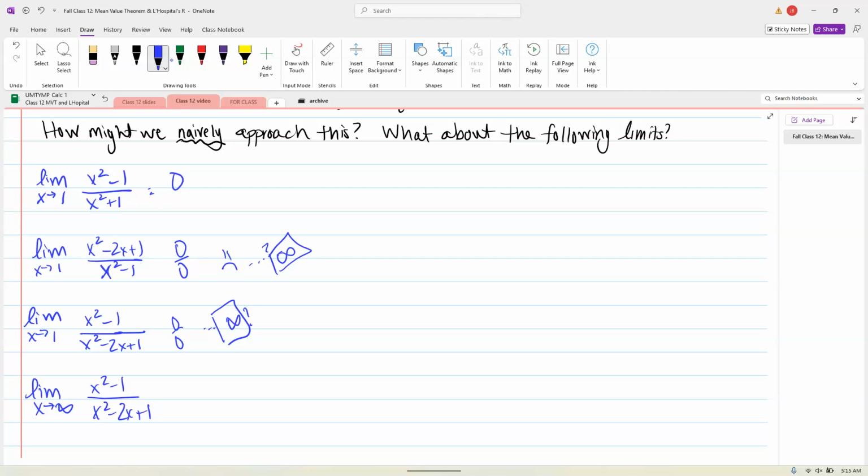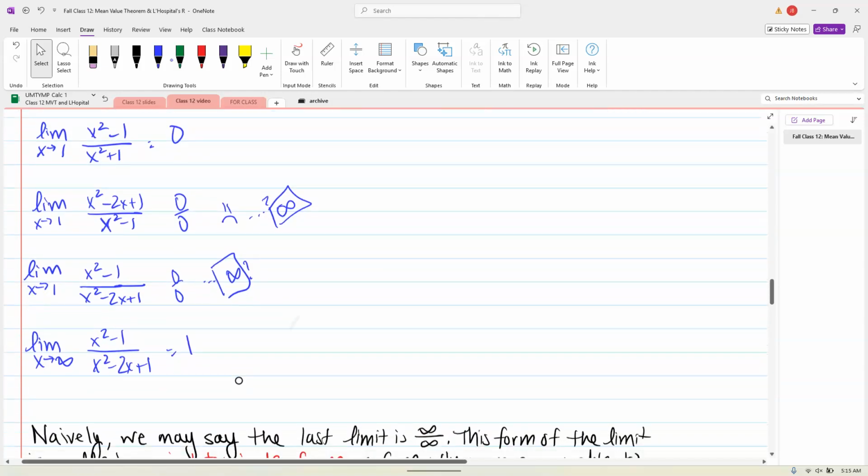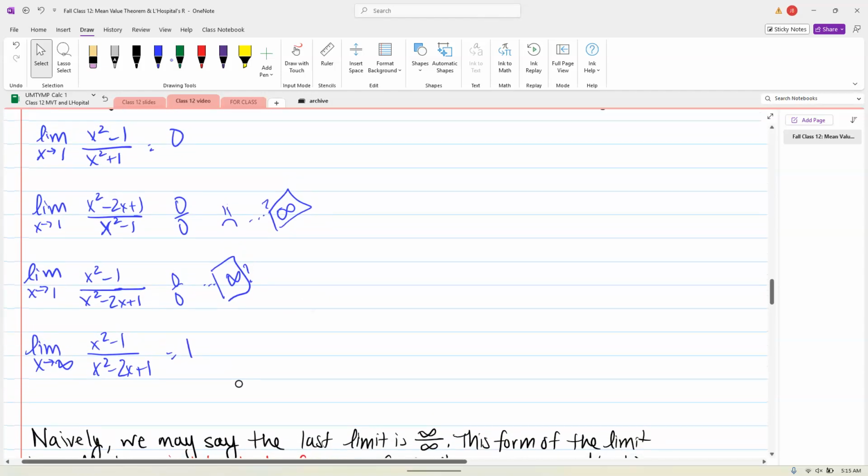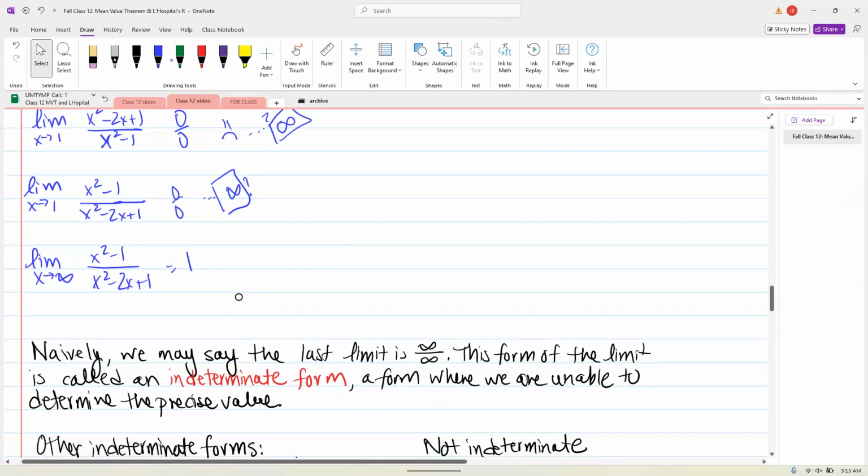And then when we go to infinity, we're like, oh, it's just the ratio of the leading coefficient, so this is just 1. Okay, that's a horizontal asymptote. All right. And so, yes, some of these will work, but more generally, the ones where we get 0 over 0 are problematic.